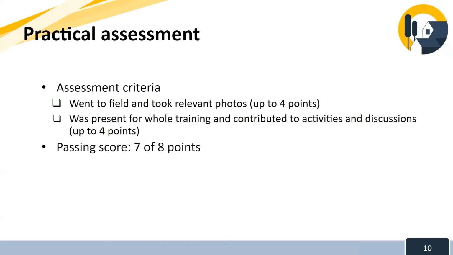While everyone's doing the practical activity in the room, that 2-hour activity, and they've come back from the field and they're discussing, have one of the trainers use the assessment forms that are part of the training instructions to fill out 1 assessment per person and just assess whether or not they went to the field and took relevant photos, and were they present during the class, were they engaged with the activities and discussions. So you just want full, meaningful participation from everybody. If they've done that, they should be able to pass this course with 7, 8 points, no problem.